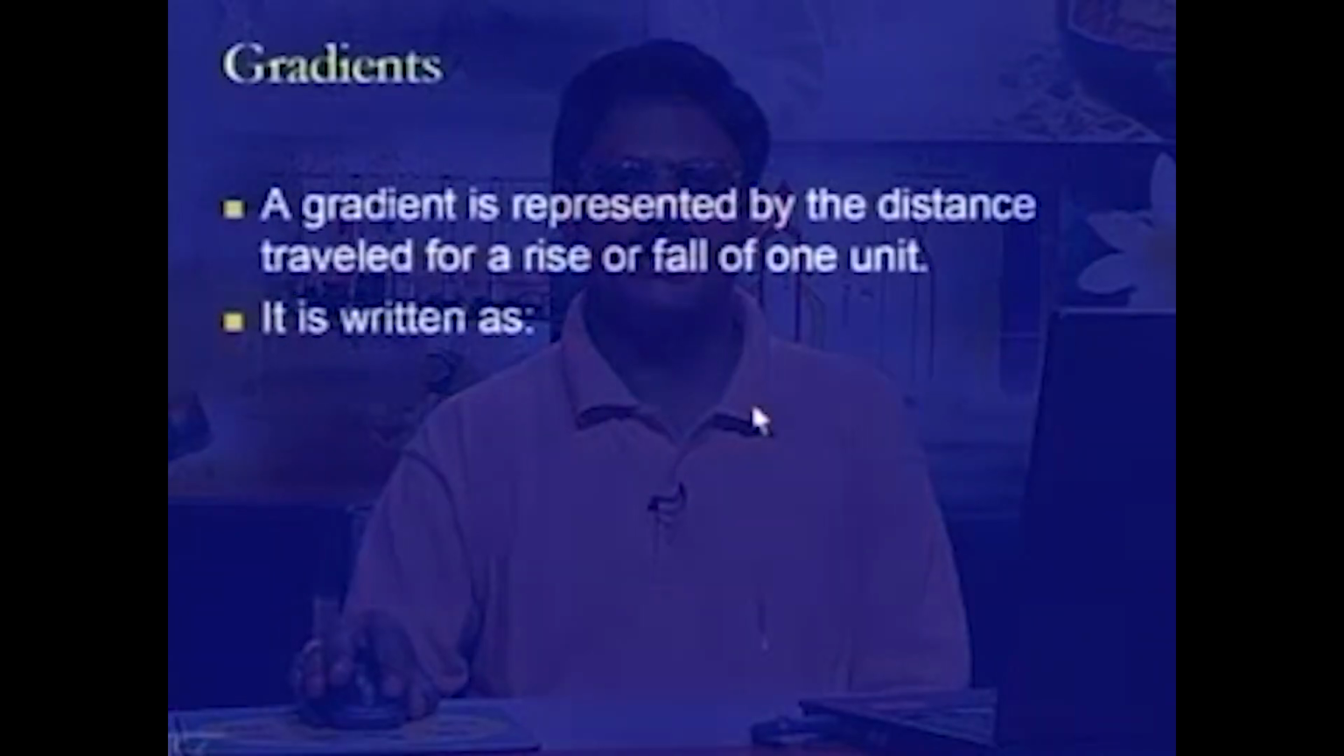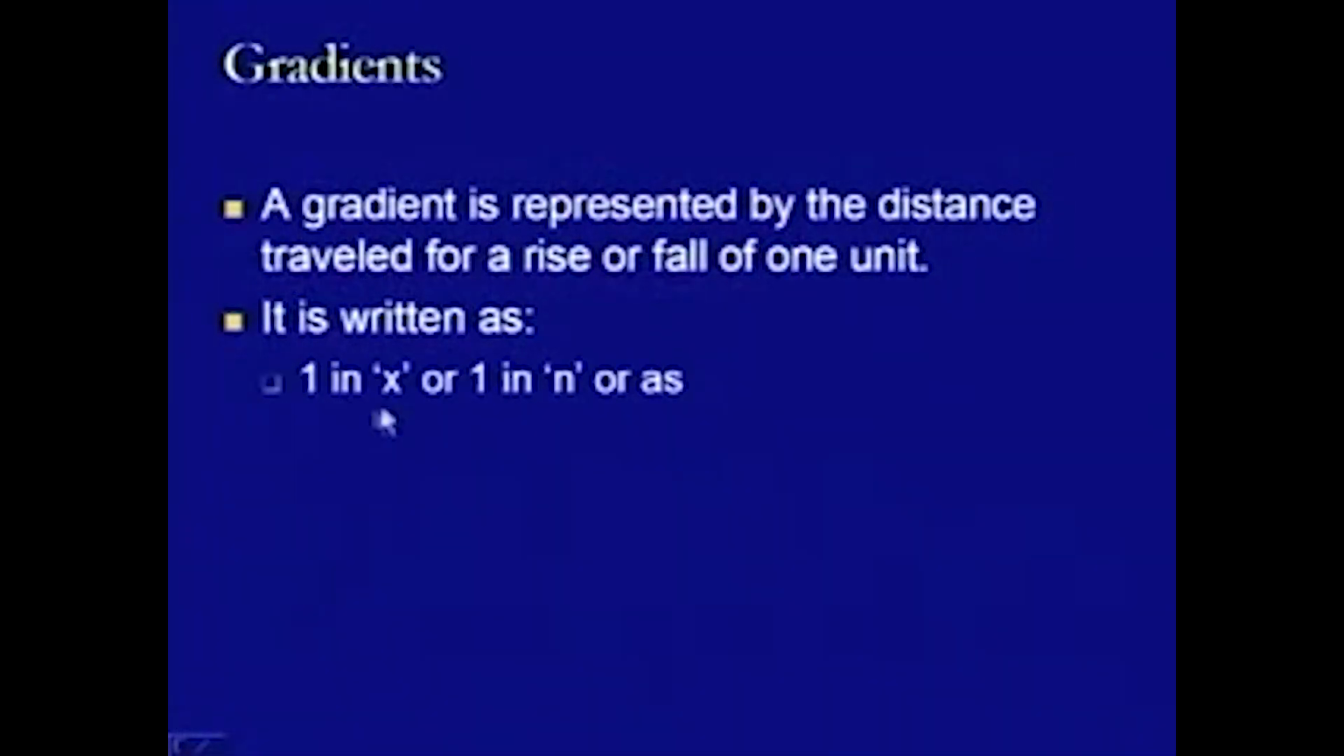So, this is 1 meter with respect to so much horizontal distance. It will be written as 1 in x, where x is the horizontal distance, or at times also written as 1 in n, where n is a number specifying that if you move this much distance, you are going to have a rise or a fall of 1 unit, or sometimes it is also designated as a percent value. So, these are the different ways in which it is designated.